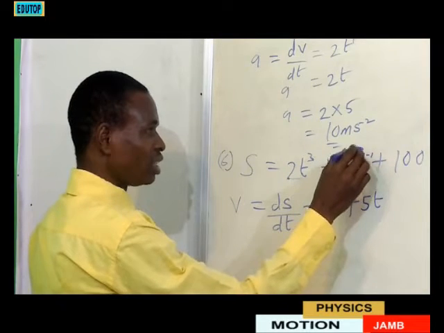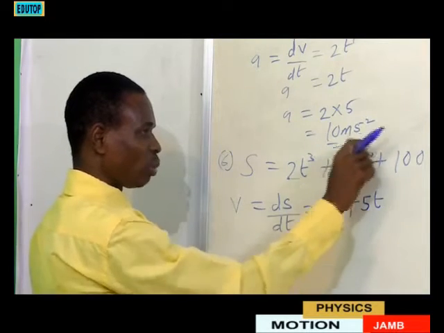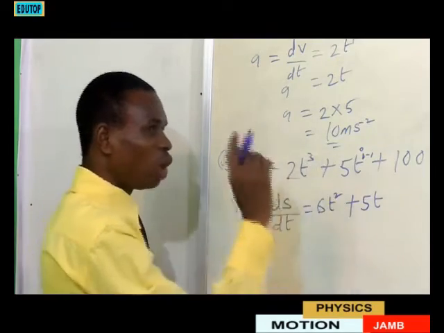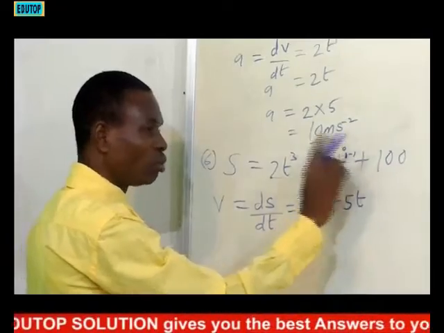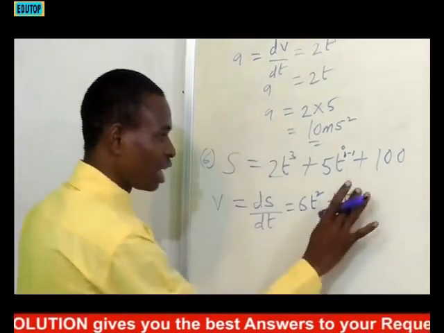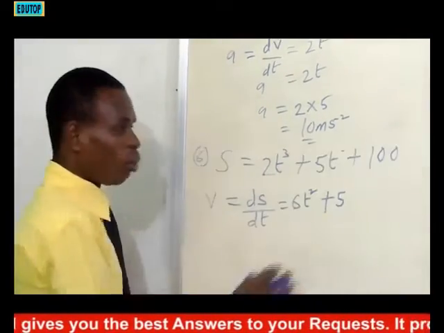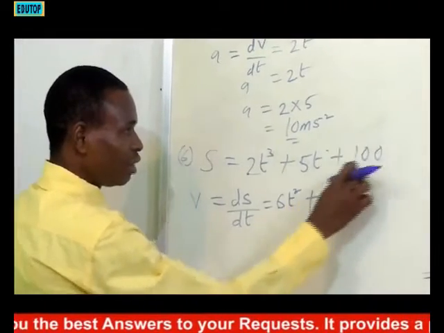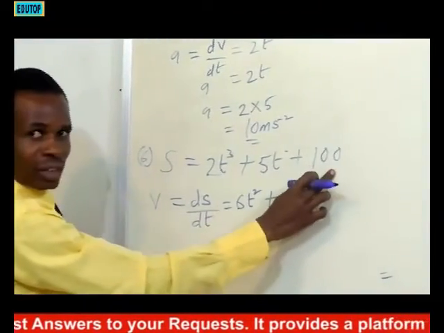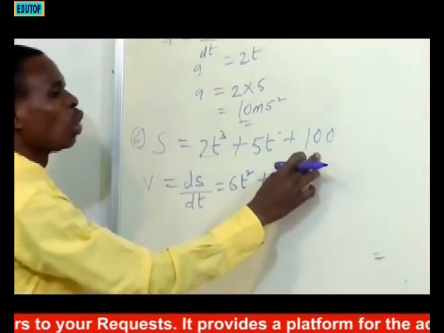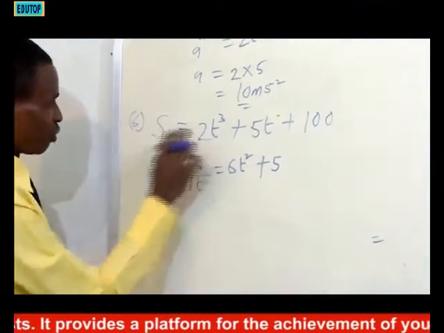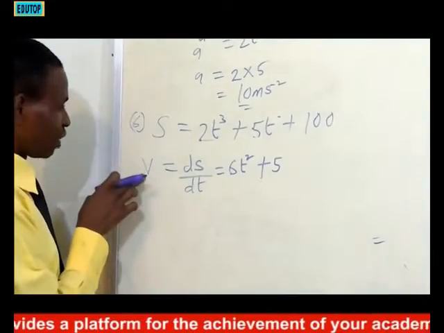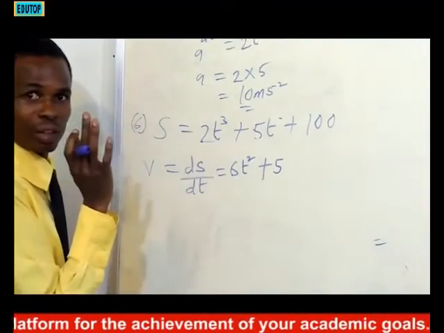It will give you what? 0. That is t to the power 0. And the law of indices says anything to the power 0 is what? It is 1. Automatically this t will go. Whenever you are differentiating a constant, an ordinary number, it is automatically 0. So this is the derivative of this function, which gives the velocity.